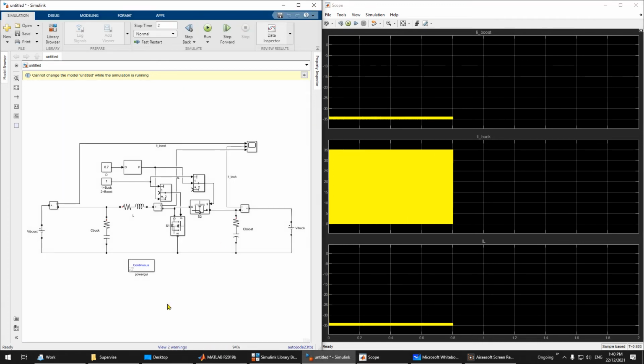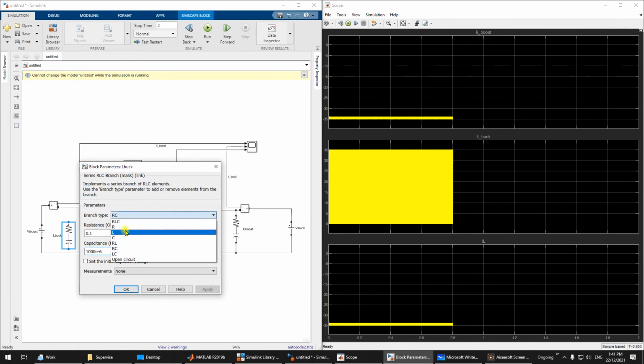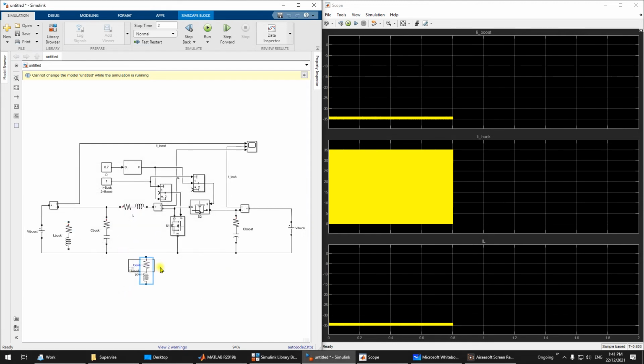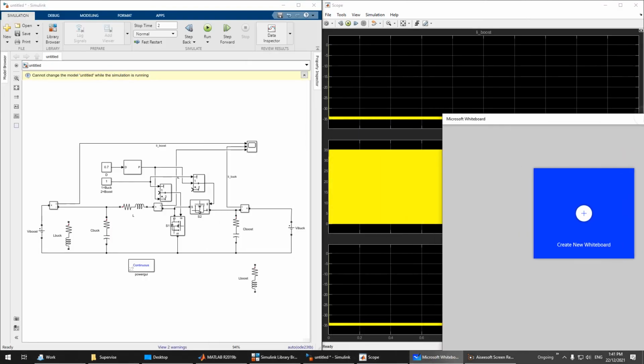So to solve this, I suggest you add an L, a small filter, RL, around 50 to the power of 6 is enough. This filter basically allows, let me draw on the board.